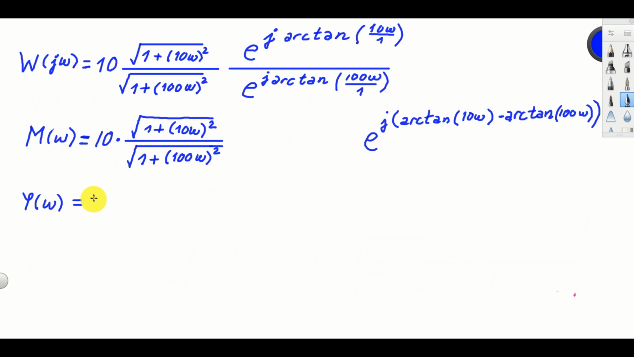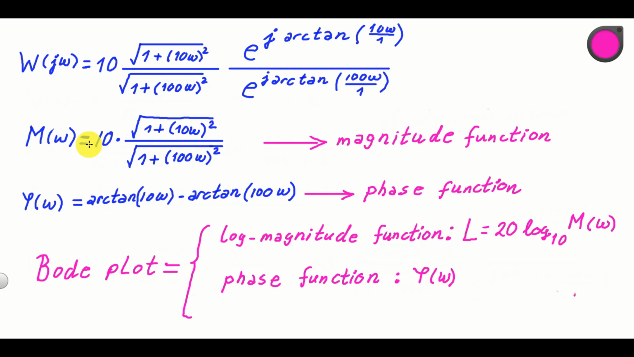The phase is arctan 10 omega minus arctan of 100 omega. And that's it. This is the phase function. Actually, this is the phase function and this is the magnitude function. To summarize, here is our magnitude function and here's our phase function.